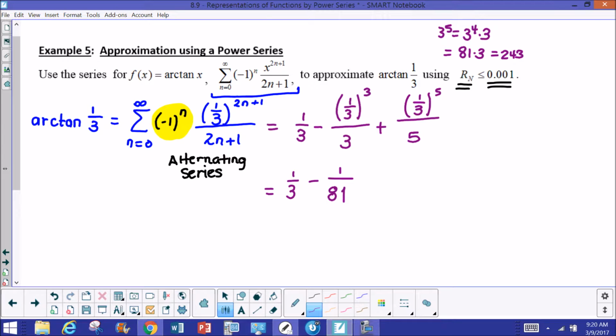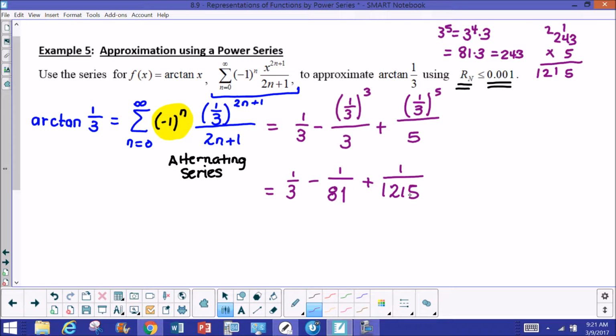But I'm going to divide that by 5, so I need to do another multiplication here. And I want to show you that you could indeed do these problems without a calculator if it came down to it. That would be 12, right? 243 times 5 is 1,215. So that would be my third term.